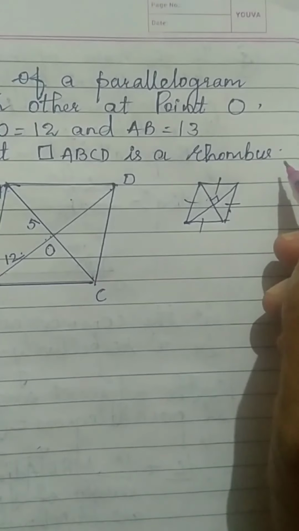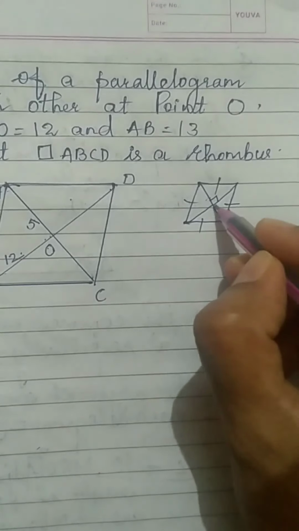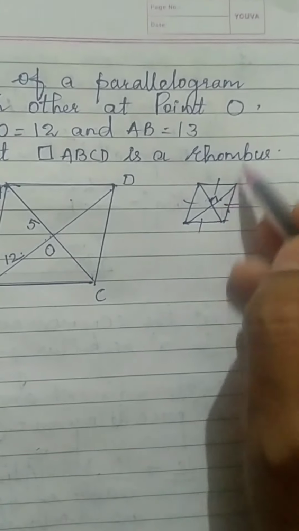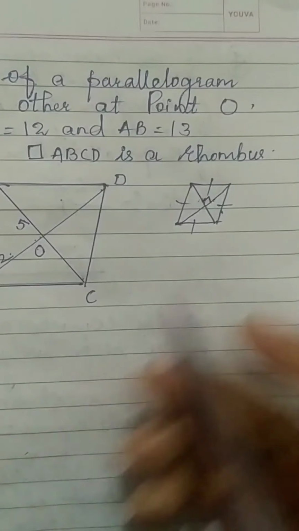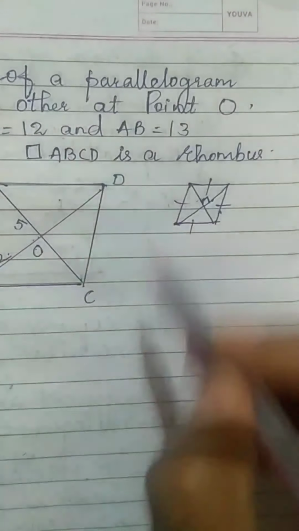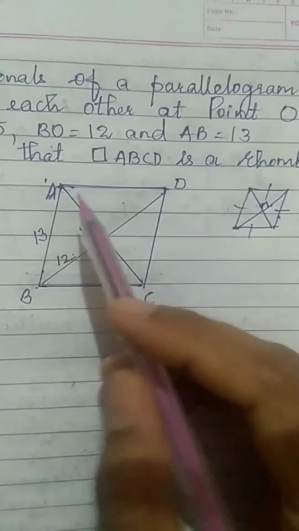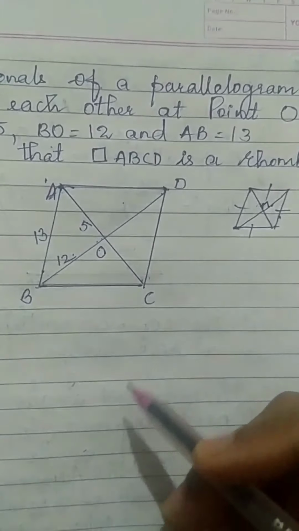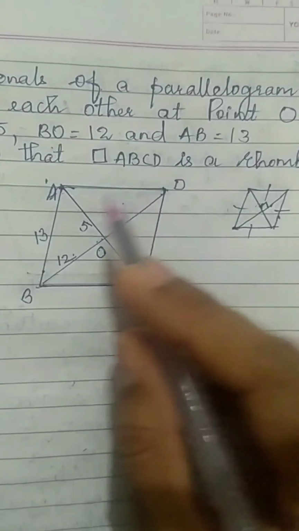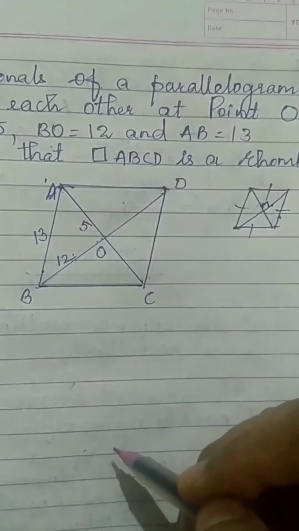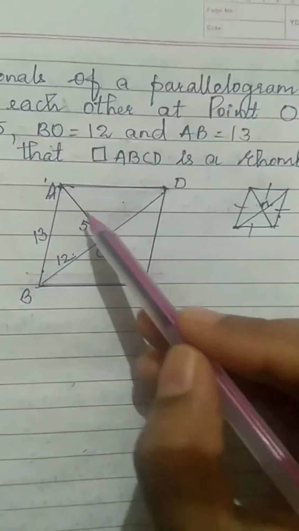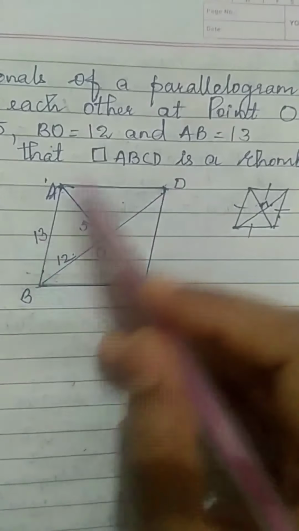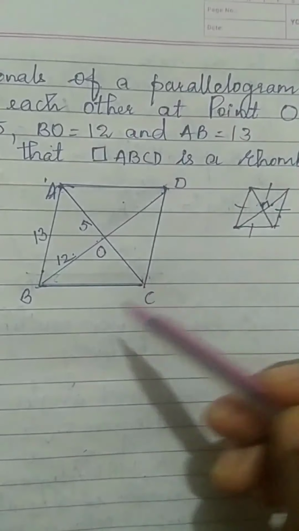The diagonals of a rhombus, they are perpendicular to each other. If they are perpendicular, then we can prove that the quadrilateral is a rhombus. So, what should we prove? We should somehow try to prove that this diagonal AC is perpendicular to diagonal BD. Then we will be able to prove that this is a rhombus. समझ में आया? तो हमें prove करना है AC is perpendicular to BD. तो ये क्या हो जाएगा? This will become a rhombus.